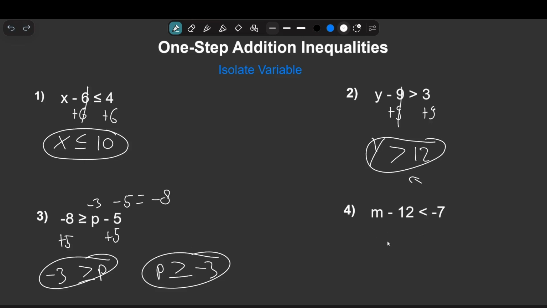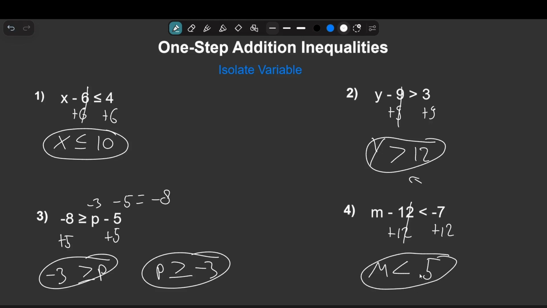We have m minus 12 is less than minus 7. So again, we're isolating the variable first. So we're going to add 12 to both sides. Minus 12 plus 12 will cancel each other out, so we're just left with our variable. So m is less than minus 7 plus 12. Minus 7 plus 12 will equal 5. So this will be our final answer.